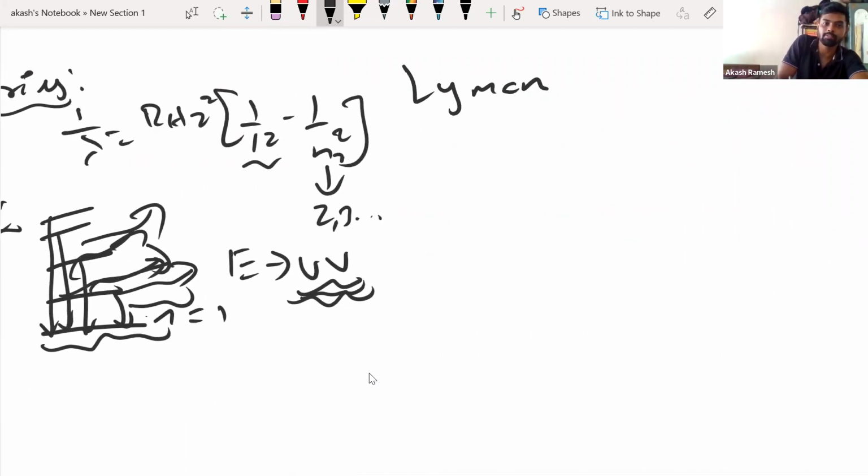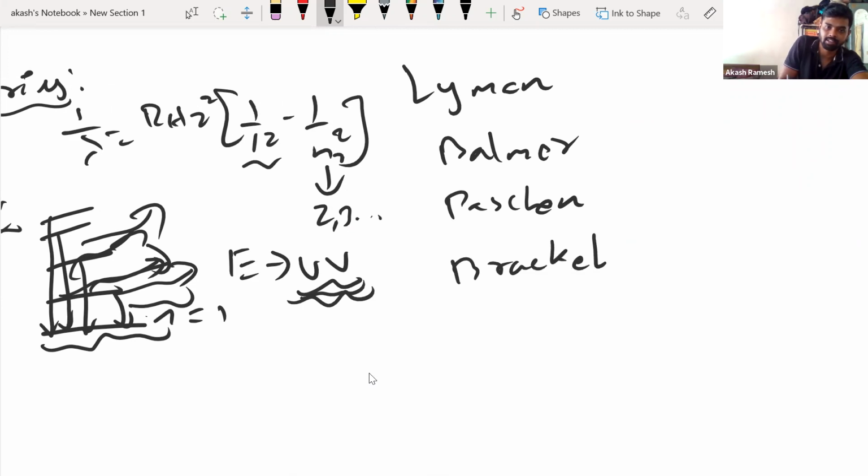Okay, so like this, I can tell you all the things. I have Lyman, Balmer, Paschen, Brackett, and Pfund. These are different scientists who worked on different N1 values. Just now we saw for Lyman N1 is equal to 1, and N2 can start with 2, 3, 4, and so on.